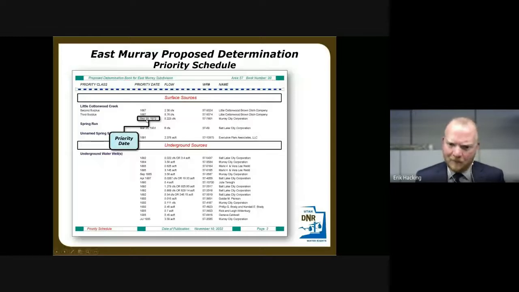All right, next we have the water right number. This is how the water rights are identified on the state engineer's records. So in the East Murray area, all the rights begin with 57 dash and then a number, and that will be your specific number. Next, we have the owner of record.